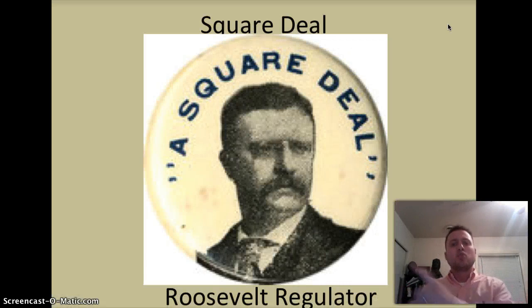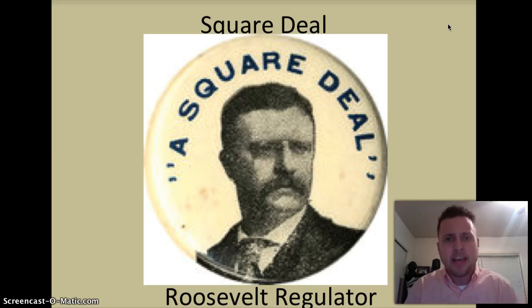Square deal. Square deal was Teddy Roosevelt's progressive plan. He said everybody gets a square deal, meaning everyone should have a fair opportunity. His belief for monopolies, also at this time called trusts, was to regulate them, not break them up, regulate them. That was part of his square deal. That's why they call him Roosevelt Regulator.